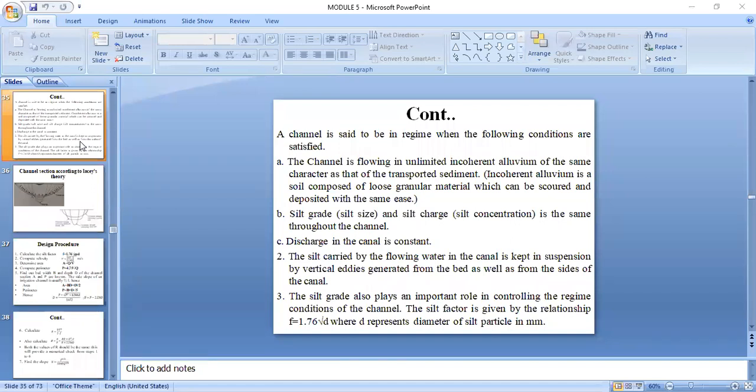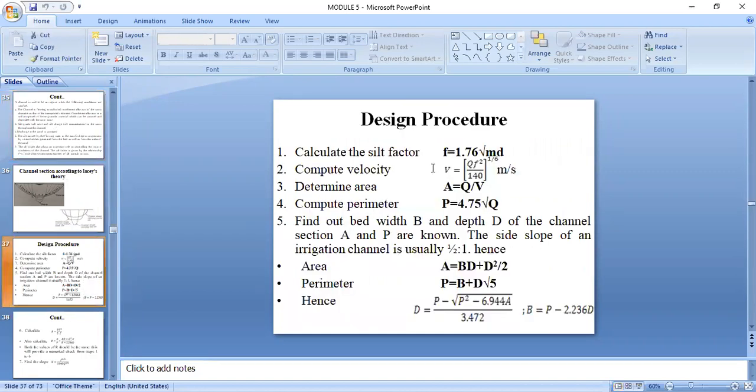And in order to find the silt grade of the silt particle, we can use the equation F is equal to 1.76 times root d, where d is the diameter of the silt particle. Now, Lacey has given a design procedure in order to find the bed width, the depth, as well as the cross section of the alluvial channel, that is, a channel flowing in alluvial soil. So this is the design procedure.